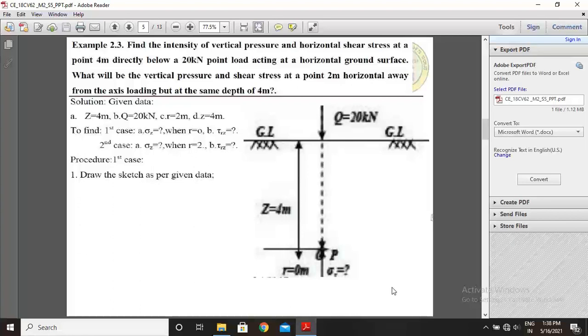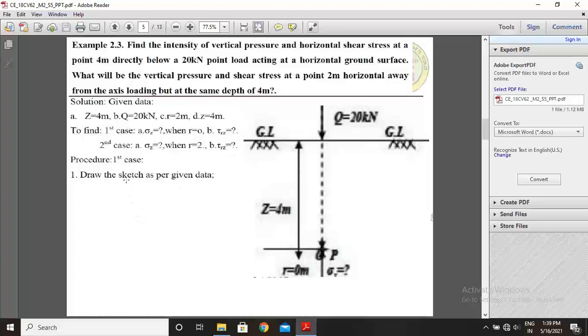Solution: given data, Z is 4 meter, Q is 20 kilonewton, R is 2 meters. Then to find, in first case, sigma Z equal to how much when R equal to 0 and shear stress tau RZ equal to how much. In second case, sigma Z equal to how much when R equal to 2 meter and shear stress tau RZ equal to how much.